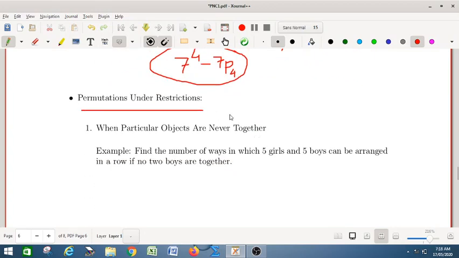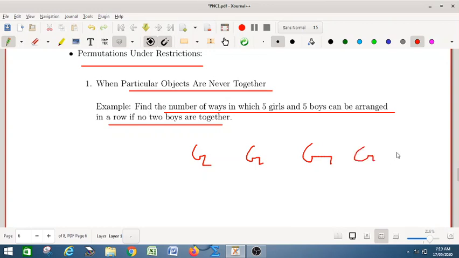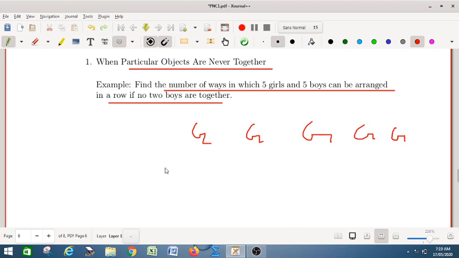Next, go to permutation under restriction. There are some restrictions, so I will discuss those problems also. There are restrictions on permutation when particular objects are never together. So look at the problem. Find the number of ways in which 5 girls and 5 boys can be arranged in a row if no 2 boys are together. So you have to arrange in such a way that no 2 boys are together. So first you place the girls in 5 places, G, G, G, G and G. You can place the girls in factorial 5 ways, or 5p5 ways. So girls can be arranged among themselves in factorial 5 ways.